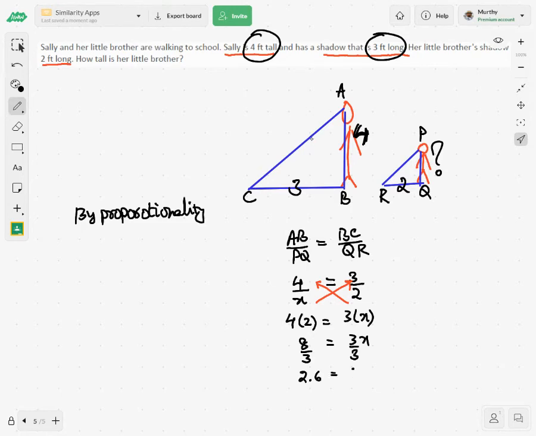So this is the height of her little brother.